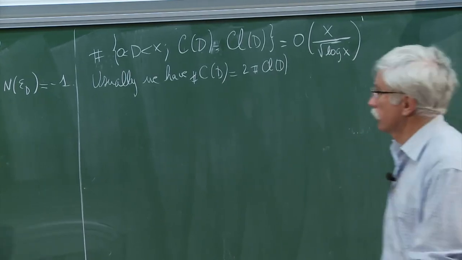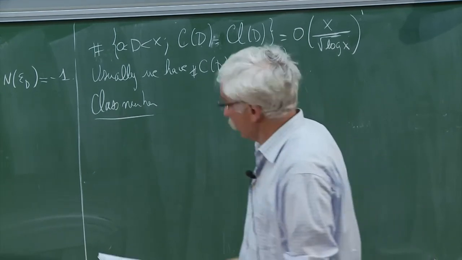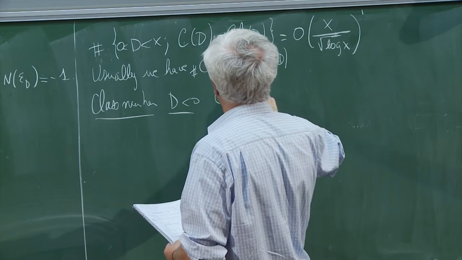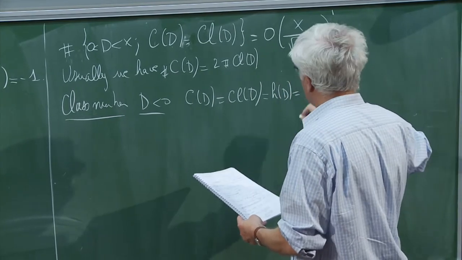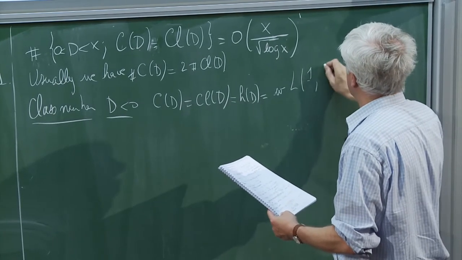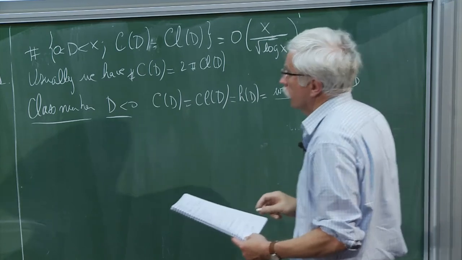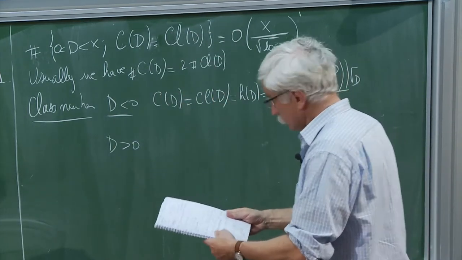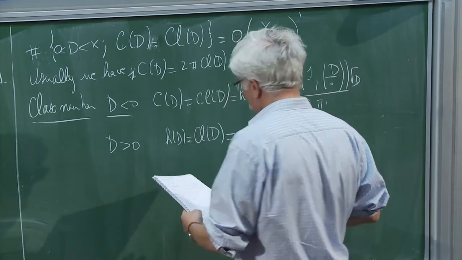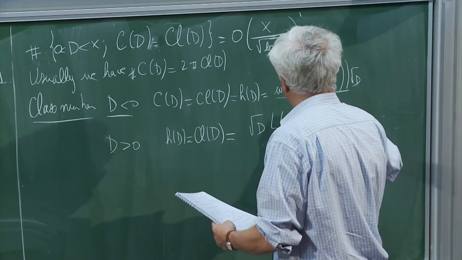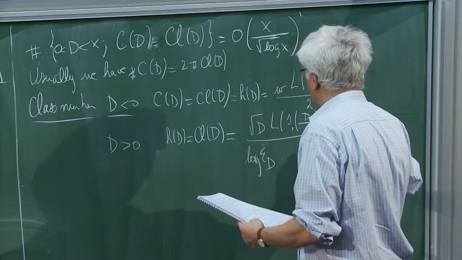So what do we know also? We know the class number. So when d is negative, no confusion. Usually you will find the notation h of d, and this is W, which is equal to 2, 4, 6, times L1 of d, square root of d divided by 2 pi. And for d positive, the formula is only for what we call h of d, which is the ordinary class group. And here you have square root of d, L1, okay, and here log of epsilon of d, which is our nightmare.